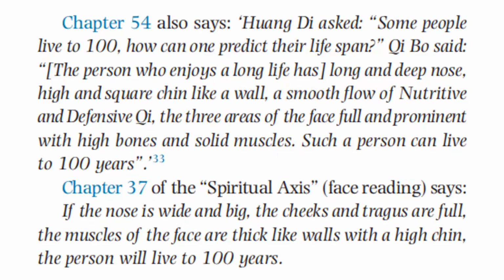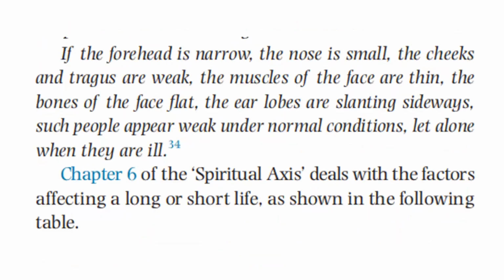Chapter 37 of the Spiritual Axis, face reading, says, if the nose is wide and big, the cheeks and tragus are full, the muscles of the face are thick like walls with high chin, the person will live to 100 years. If the forehead is narrow, the nose is small, the cheeks and tragus are weak, the muscles of the face are thin, the bones of the face flat, the earlobes are slanting sideways, such people appear weak under normal conditions, let alone when they are ill.